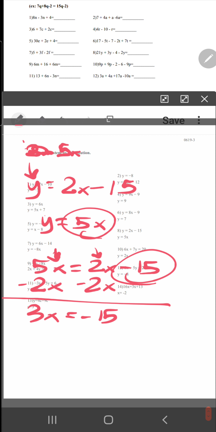Now, what we want to do to isolate this x over here is we want to divide it by 3. And then, same thing on the other side. Now, negative 15 divided by 3 is negative 5. And that'll be your answer.